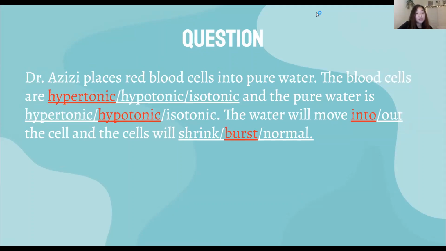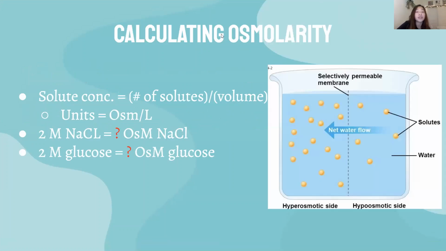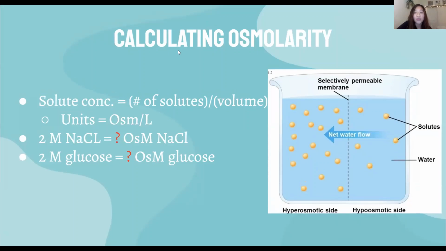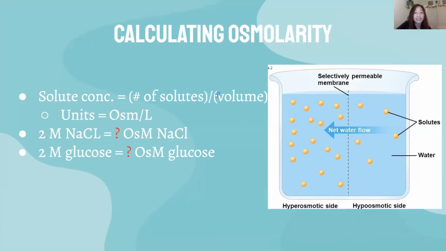All right, so moving on to calculating osmolarity. So this is the formula for calculating osmolarity. So its solute concentration is equal to the number of solutes divided by volume. And the units is in osmoles over liters. So here's just a small quick question. What is 2 moles of NaCl equal to in terms of osmolarity? And what is 2 moles of glucose equal to in terms of osmolarity?